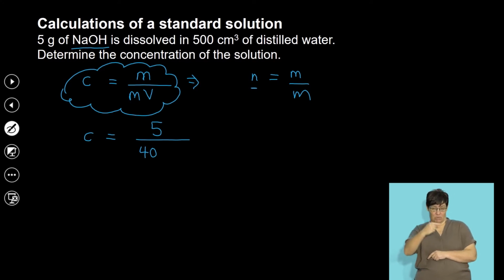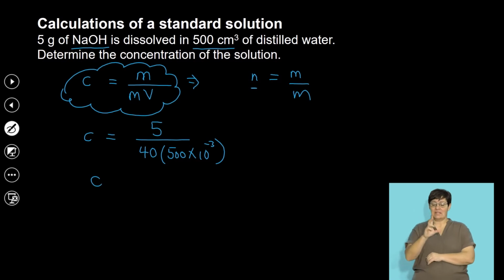Then what is the volume? But remember, the volume needs to be in cubic decimeters, which is the SI unit. So this would be 500 divided by 1,000, which is 500 multiplied by 10 exponent negative 3. So it will give us a concentration.